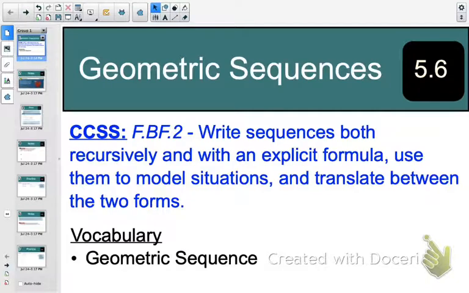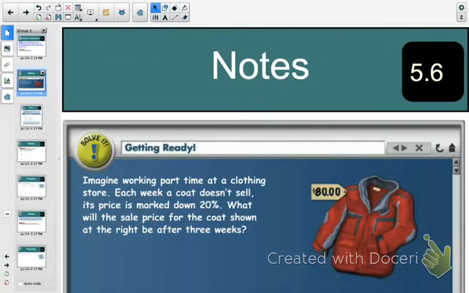Today we're talking about geometric sequences in 5.6. We have talked before about arithmetic sequences in Chapter 3, which have to do with linear functions. Now we're going to look at geometric sequences, which deal with exponential functions.